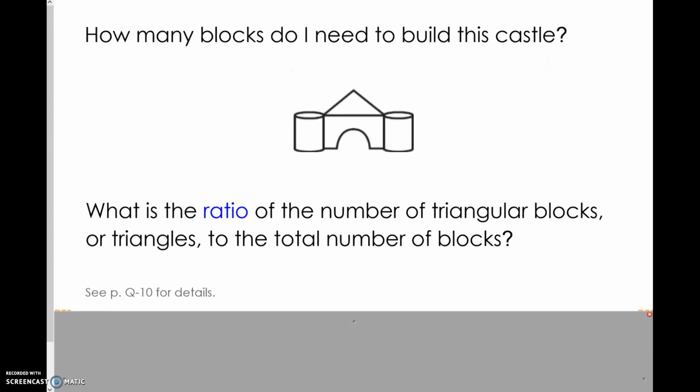Let's look at this example. How many blocks do I need to build this castle? Let's see. 1, 2, 3, 4. What is the ratio of the number of triangle blocks, or triangles, to the total number of blocks? In this castle, we have 1 triangle block to 4 total blocks.